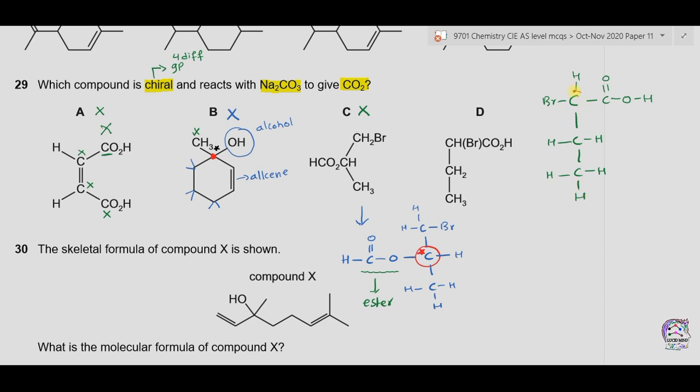Now we can see that this carbon is attached to 4 different groups. One is H, one is Br, one is CO2H, and one is ethyl functional group. So this carbon is chiral. And we also have carboxylic acid functional group attached, and carboxylic acid does react with sodium carbonate to give carbon dioxide along with the sodium salt. So therefore the correct option is D.